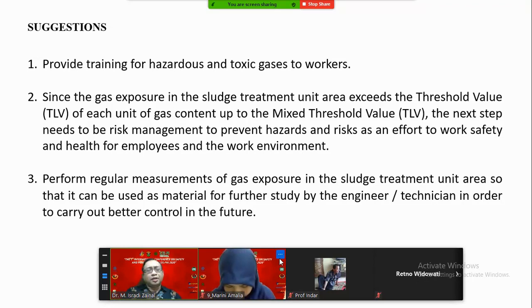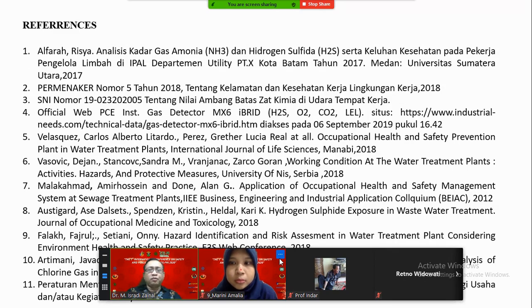Suggestions: to combat the unsafe conditions, we suggest providing training on hazardous and toxic gases to workers. Second, since the gas exposure in the sludge treatment unit area exceeds the TLV, the next step is a risk assessment or risk management to prevent hazards and risks. And the last is to perform regular measurement of gas exposure in the sludge treatment unit area, so that it can be used as material for further study by the engineer or technician to carry out better control in the future. Okay, thank you very much for your attention.